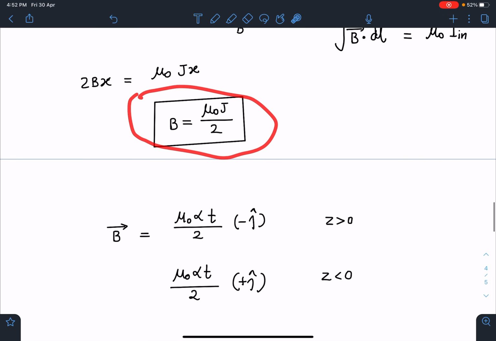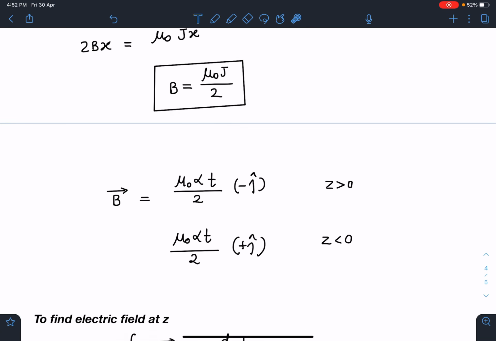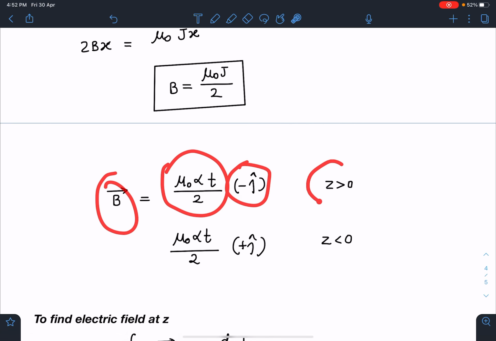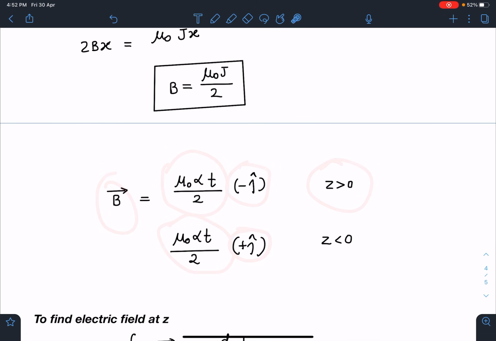If we write in vector form, I can write j value as alpha t. So B value will become mu naught alpha t by 2 times minus j cap for z positive, and mu naught alpha t by 2 times plus j cap for z negative. Now here the major mistake students may make is they might use the formula of r by 2 dB by dt.